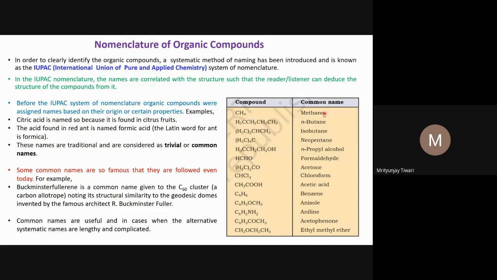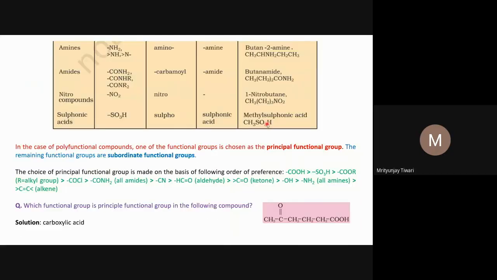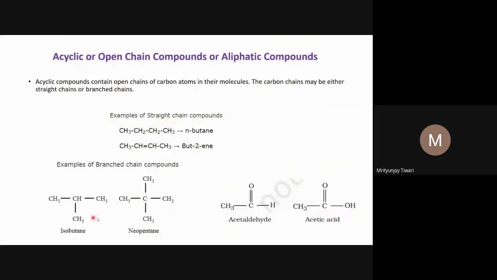So CH4 is methane. You should remember, you write the structure CH4 and methane. You should remember this H3C, CH2, CH2, CH3, or we can also call it CH3, CH2, CH2, CH3, is n-butane. And this compound, CH3, CH, CH3 twice, is called isobutane. So if there is a branch, we call it isobutane. If you look at the structure of this compound, this is isobutane.